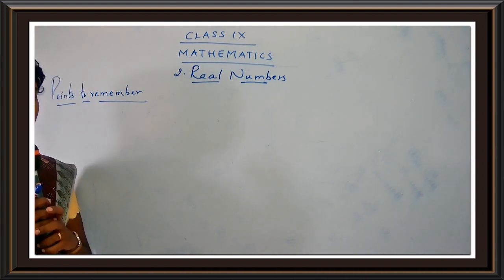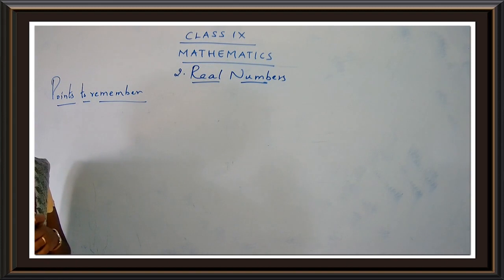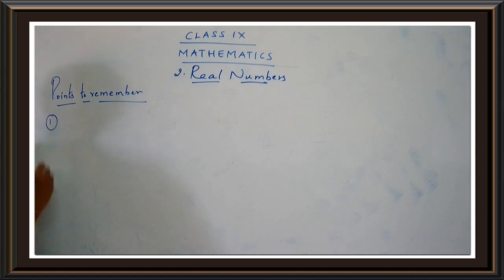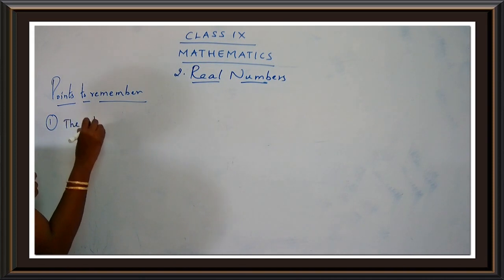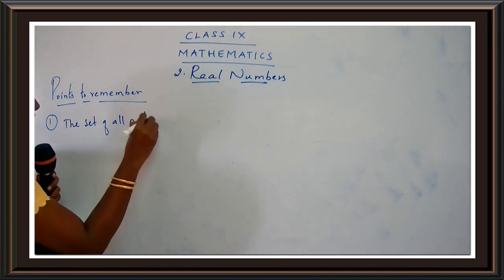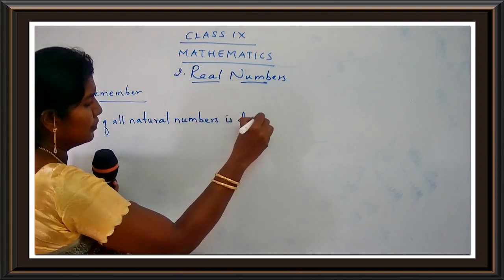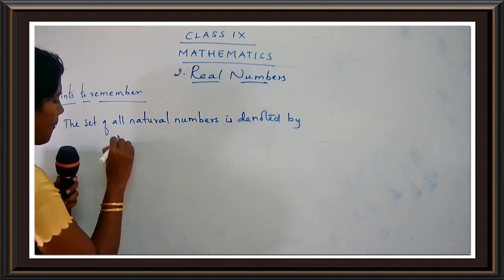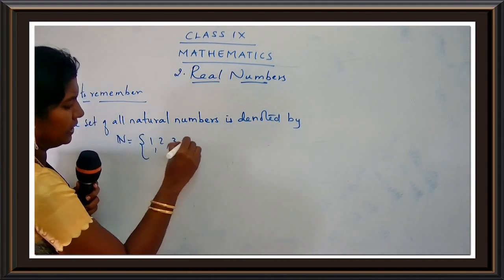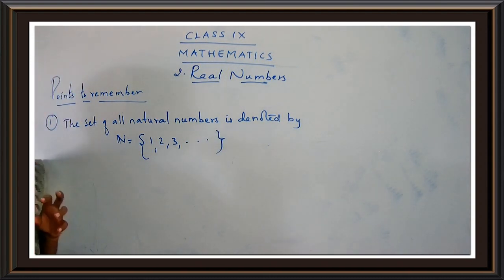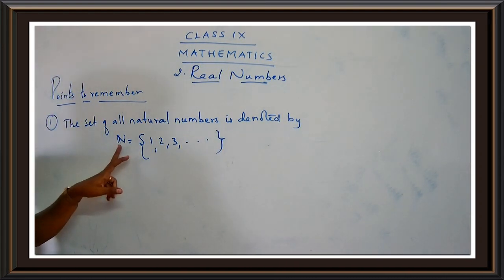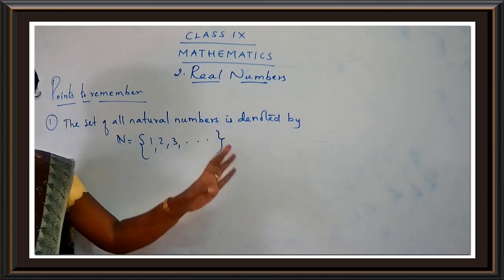Once again, we are going to take down the points which will be useful for us in this lesson. Okay, children? So take down the points here. The first point: the set of all natural numbers is denoted by N. This is equal to 1, 2, 3 and so on. We know that the natural number is denoted by N. You just put a line over here and it starts from 1. The natural number starts from 1 and it goes to infinity.